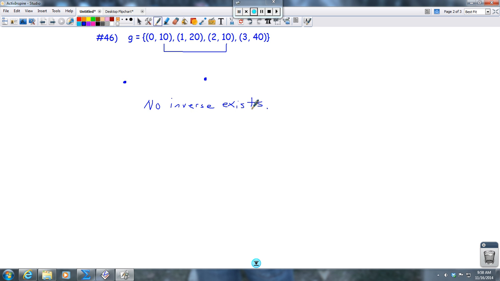And because you don't have an inverse, there's nothing to do for the problem. Okay? All you had to do is write that an inverse does not exist.